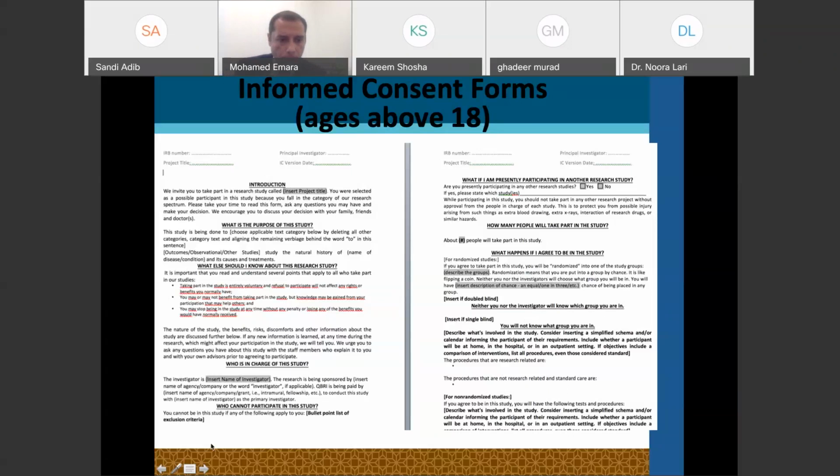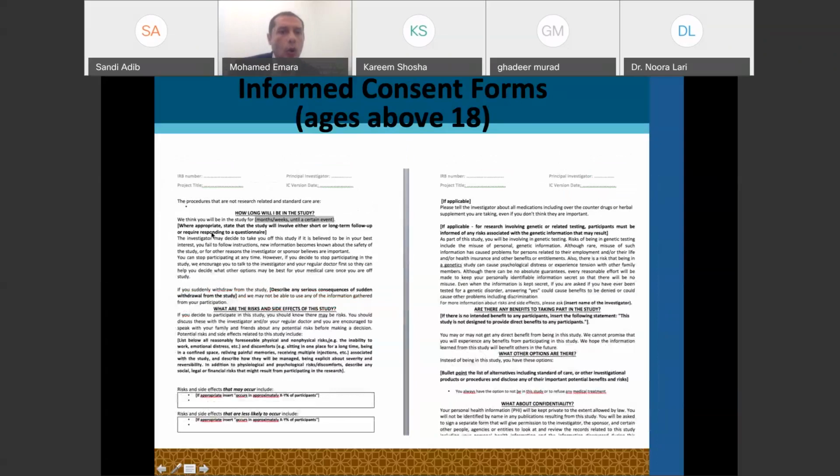This is the same form. If you move in here, how long will I be in the study? The time of the participation. If you are withdrawing blood from this patient, you have to say how many milliliters of blood you're going to be taking, and how many minutes will be spent taking this blood. And what are the risks and side effects of this study? Remember this example that I gave. Please enumerate that. Please be very clear about this.